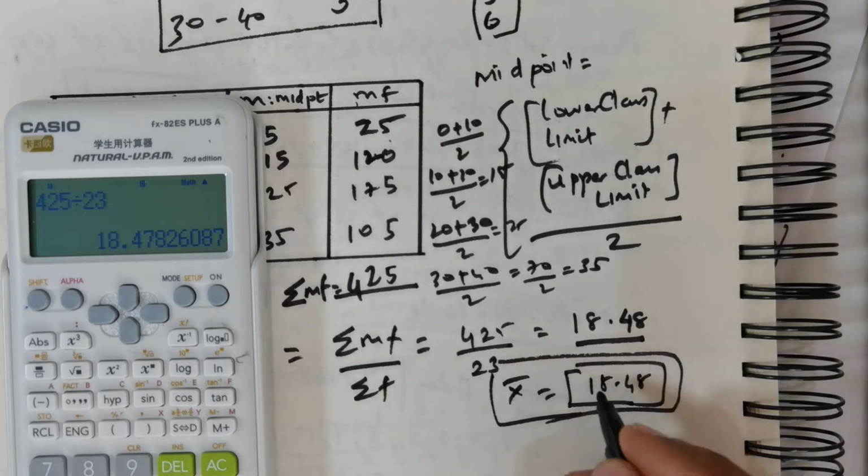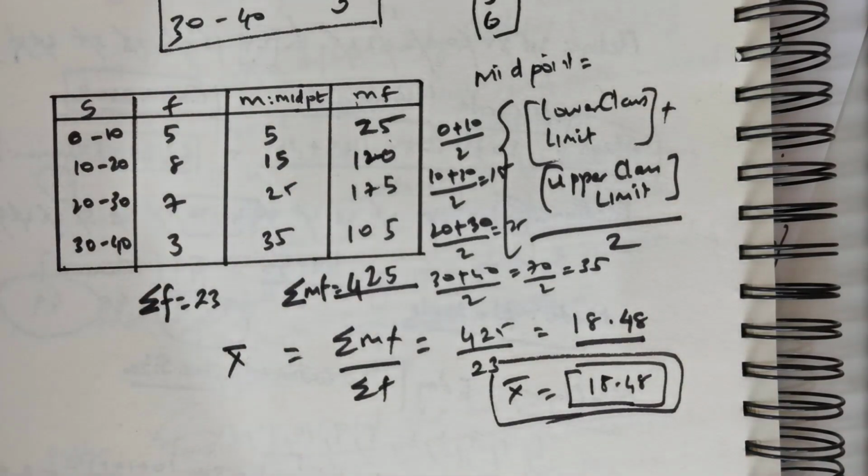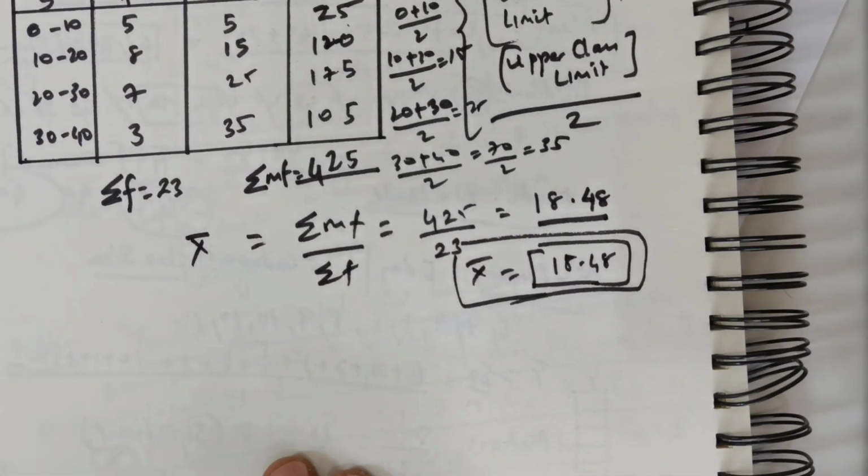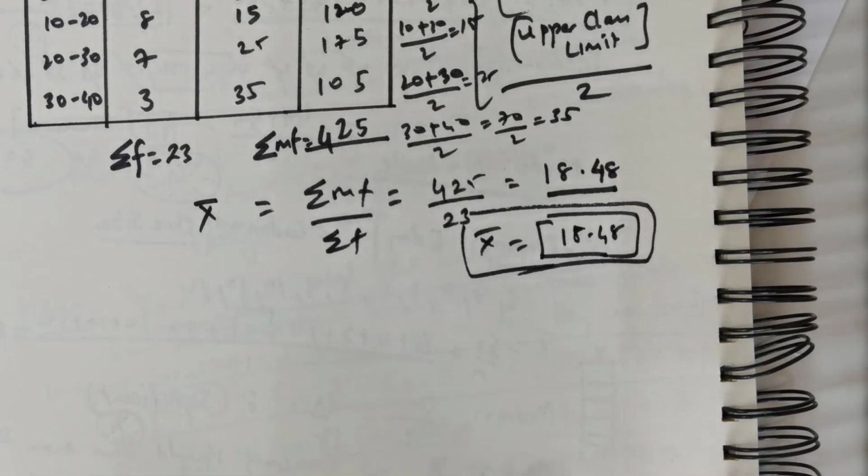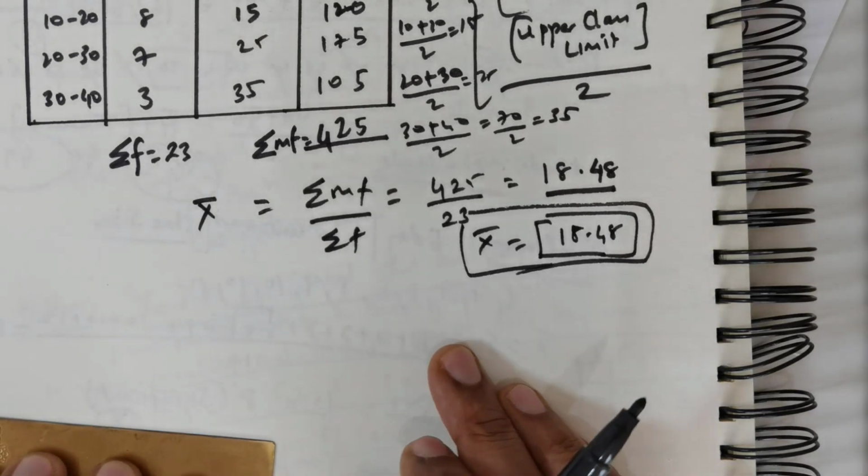Right? 18.48. Okay. Now I have already mentioned to you, I'm going to give you two illustrations. This is the first illustration. Now in case of the second illustration, I'm going to give you the following. What is that? Let me draw a table.